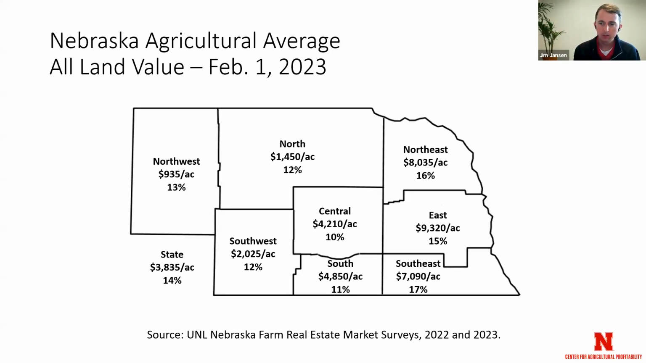And since the outbreak of COVID and the things that happened in the economy, many assets, including land, have risen. We note that all statewide ag land values are about $3,835 an acre. Over the last 2 years, the market value of land has increased about 30%. So these are some of the changes that we're seeing across the state.